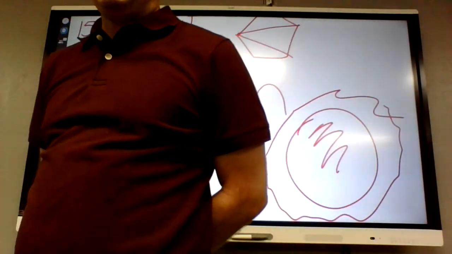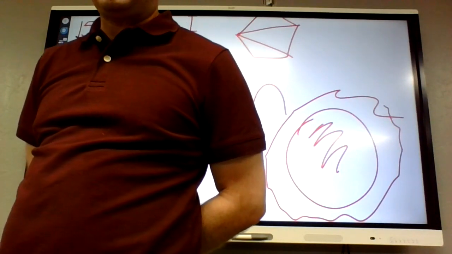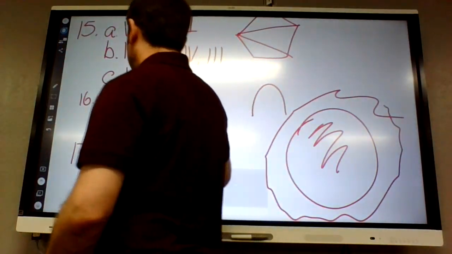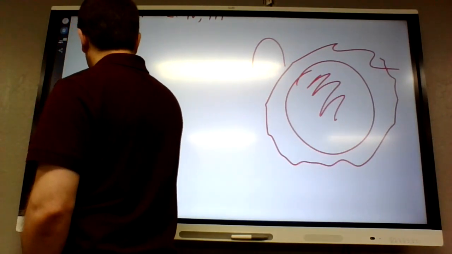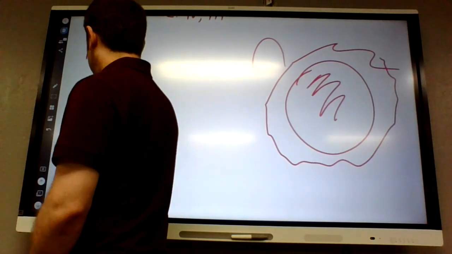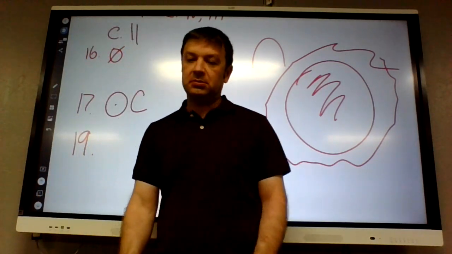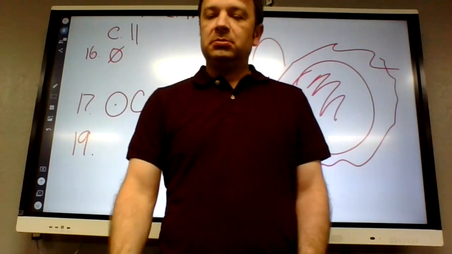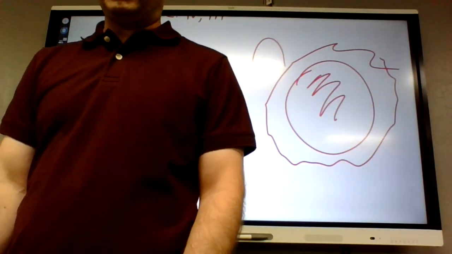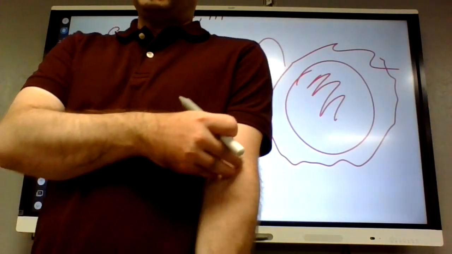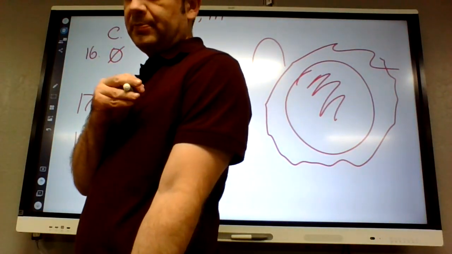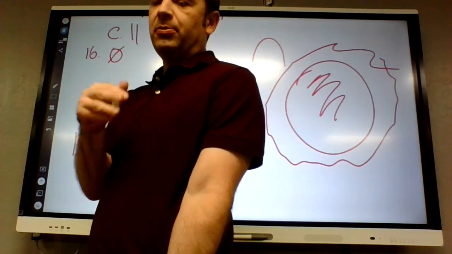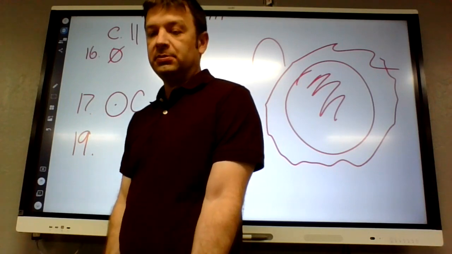17, how do we name the circle in the picture on the right? It's just called circle C, you name it by the center. The circle symbol has a little dot in it. Okay, name 5 radii. And what do you notice about their length? So what are the radii in that picture?